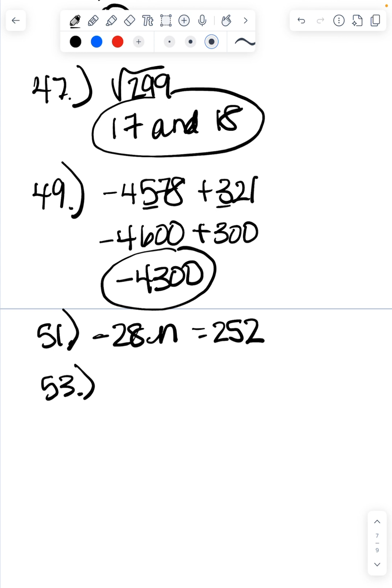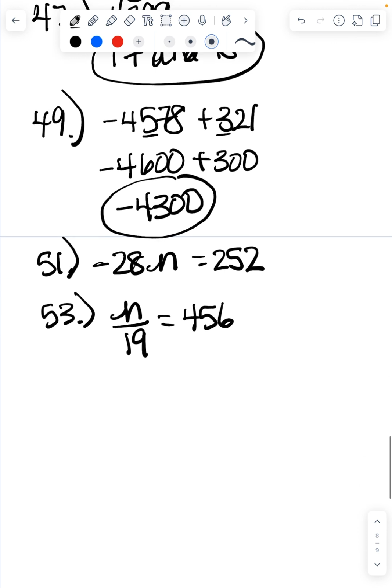Number 53. The quotient of a number and 19 is 456. So the quotient of what two things? That means I'm going to divide those two things, the number and 19. Is my equal sign, 456.